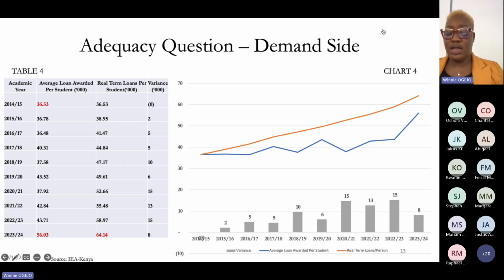In my closing remarks, this is just a paper that we are working on, and once the paper is out, you will be reading through three parts: the adequacy question, the equity question, and of course the sustainability of the fund, which is a big question that needs to be responded to.